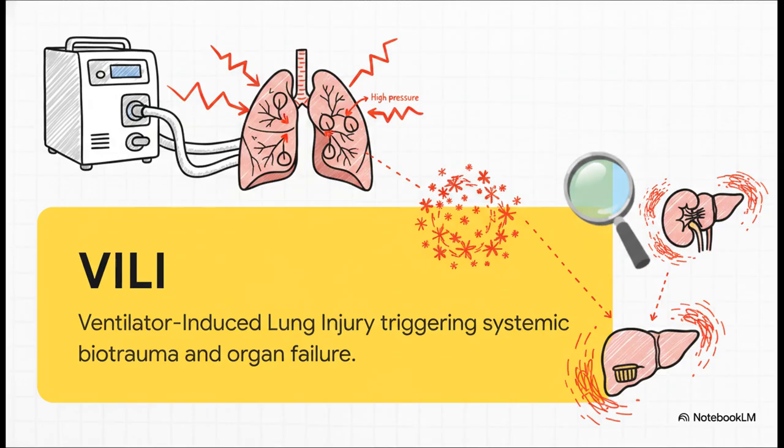Think about the mechanical stress, the repetitive snapping open and closing of collapsed alveoli, or the really high airway pressures. That physical stress triggers a biological cascade called biotrauma. The lungs end up releasing even more inflammatory mediators into the bloodstream. This creates what we call organ crosstalk, which means this localized lung injury can actually trigger multiple organ dysfunction in completely separate parts of the body. We're talking catastrophic damage to the kidneys and the liver.